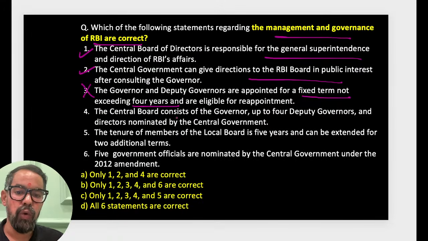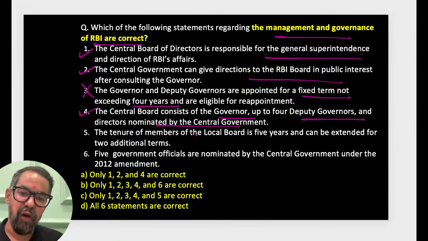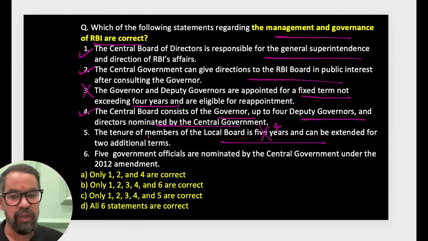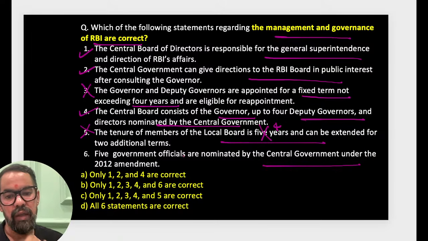The central board of directors consists of the governor, 4 deputy governors, and directors nominated by the central government, true. The tenure of the member of local board office is 4 years, this is also wrong. The five government officials nominated by the center under the 2012 amendment, not 5, it is 2 or 4.